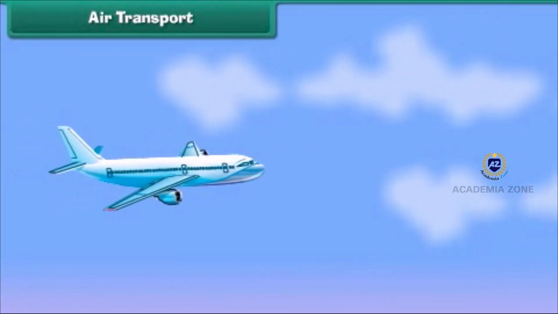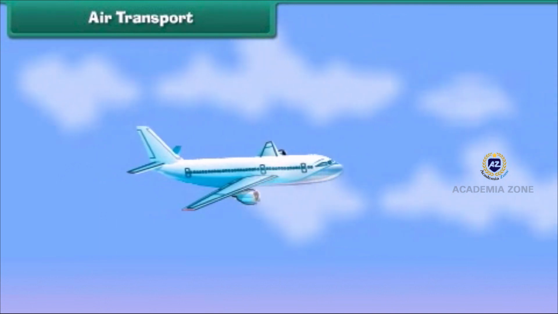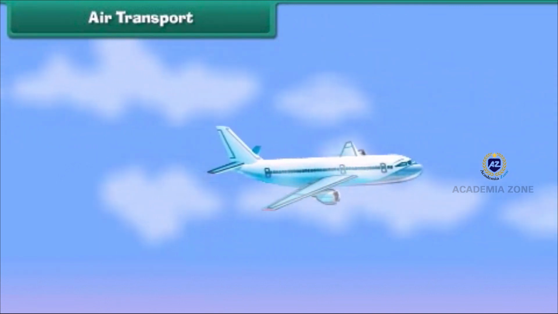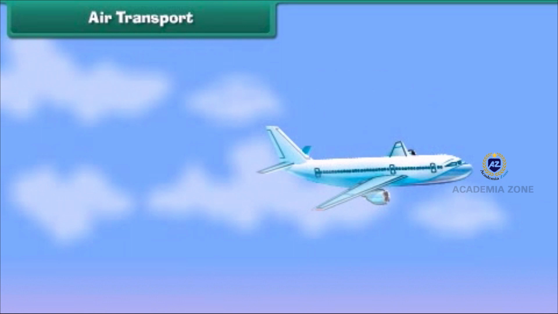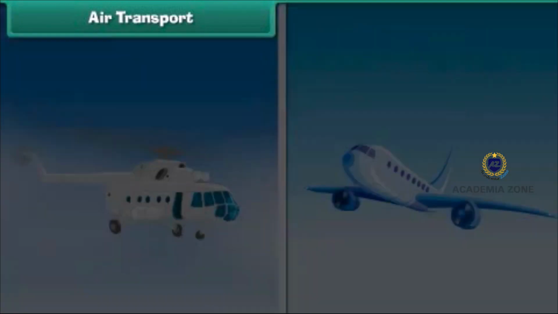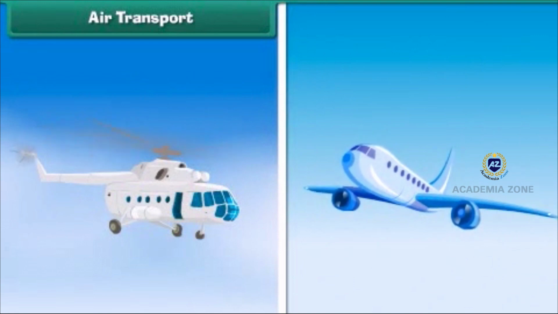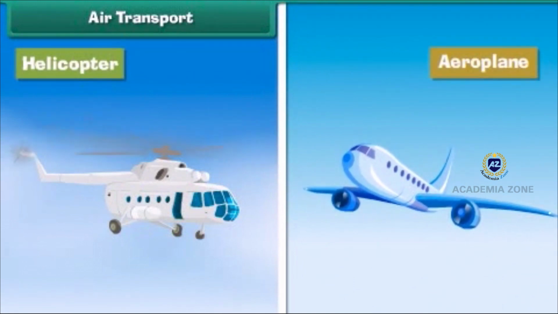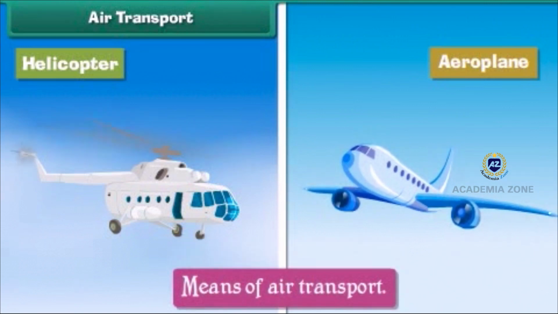Air transport. The movement of goods and passengers from one place to another through air is called air transport. The vehicles carrying goods and passengers through air, such as helicopters and aeroplanes, are called means of air transport. Air transport is the fastest mode of transport.